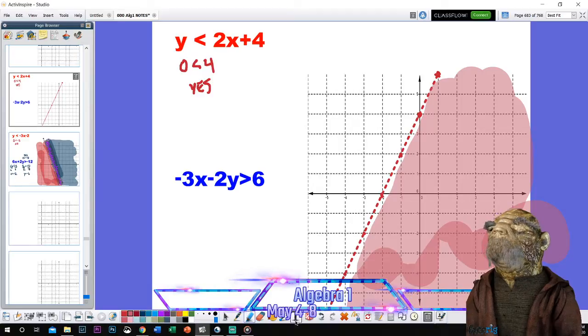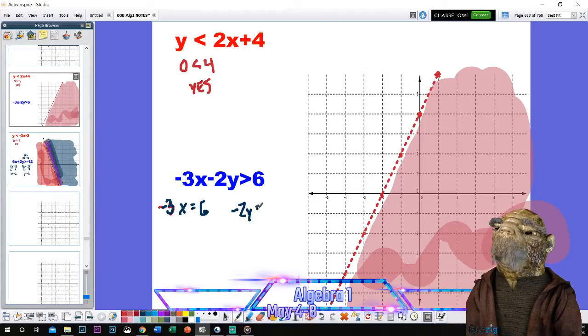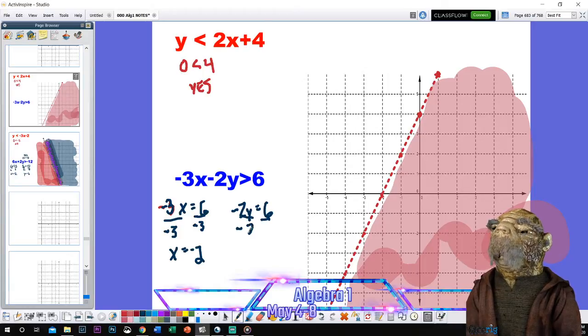Well, good enough. Now for the blue, this is in standard form, so I have -3. Let's try it in blue. Blue, there we go. -3x equals 6, -2y equals 6. I'm dividing here by -3, that gives me x is -2. Here I'm dividing by -2, that gives me y is -3. So if x is -2, that's there. If y is -3, that's down here.